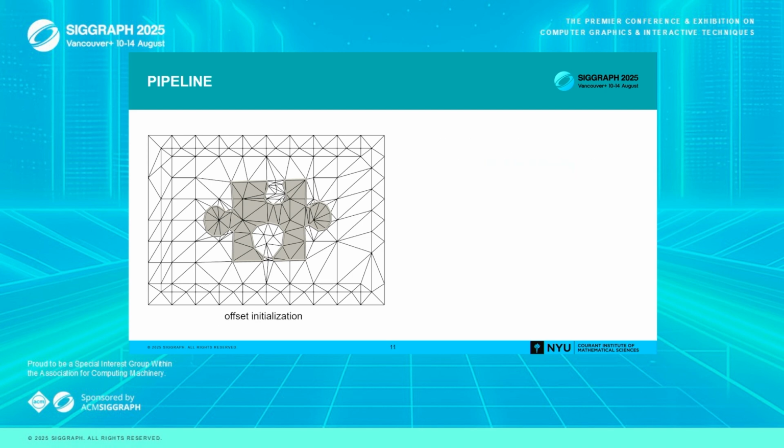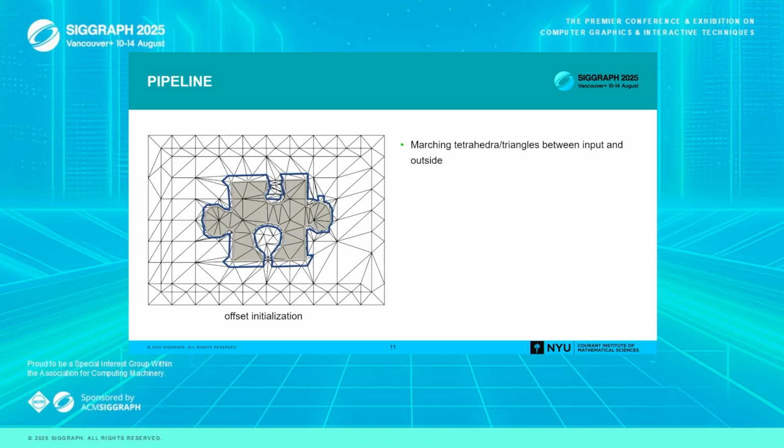When we have our volumetric mesh, we can initialize a topological offset by simply performing matching tets, or in 2D matching triangles, between the input vertices and any vertex that is not on the input. This surface is guaranteed to have the topology of an infinitesimal offset. And this is independent of the input geometry. So this is really a pure topological thing. It purely depends on the input topology.